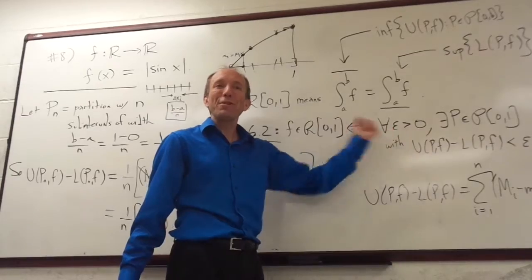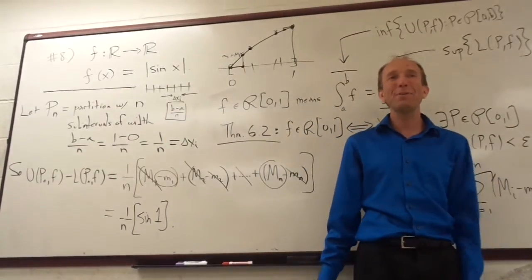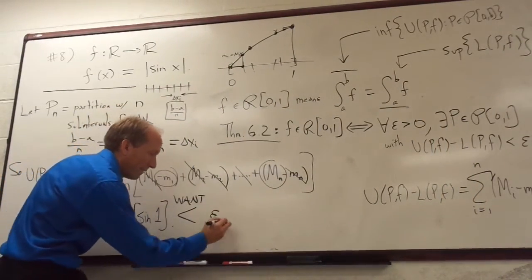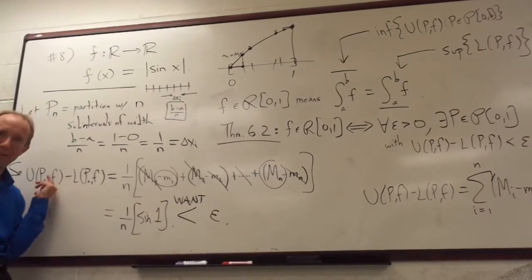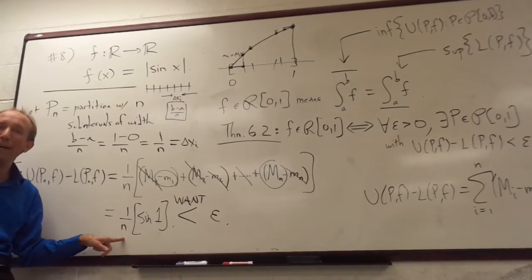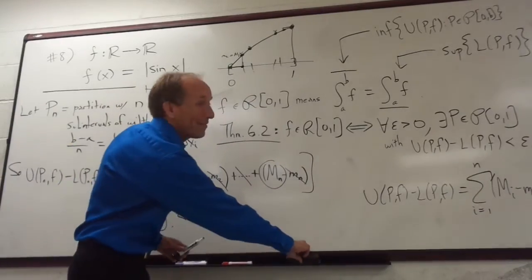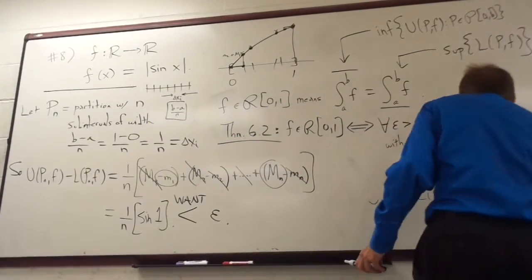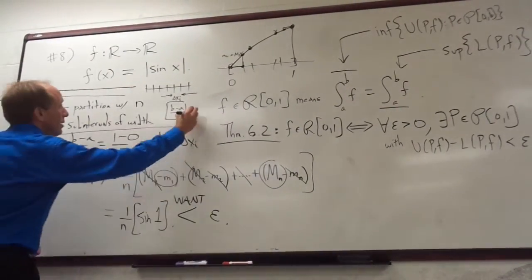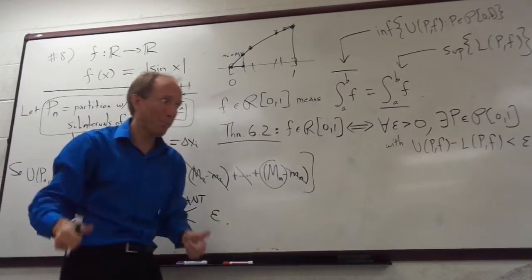Given an epsilon greater than 0, do you think you could make a partition such that this difference would be less than epsilon? You just have to choose n big enough. So let's write down the proof now. It's a really simple, very nice proof. This idea of a partition with equal spacing is really, really important.